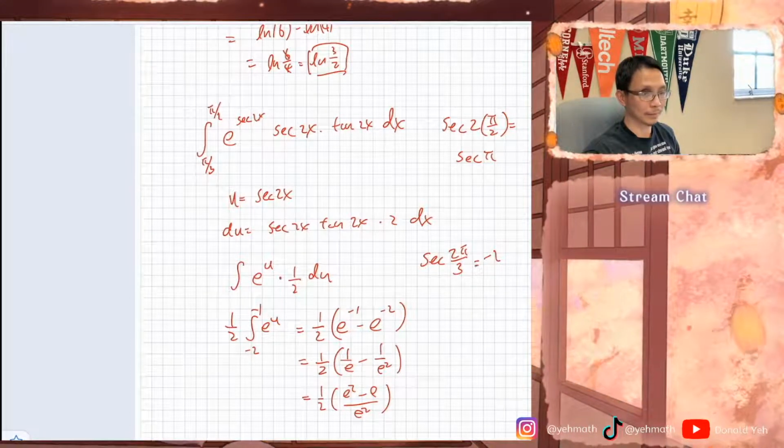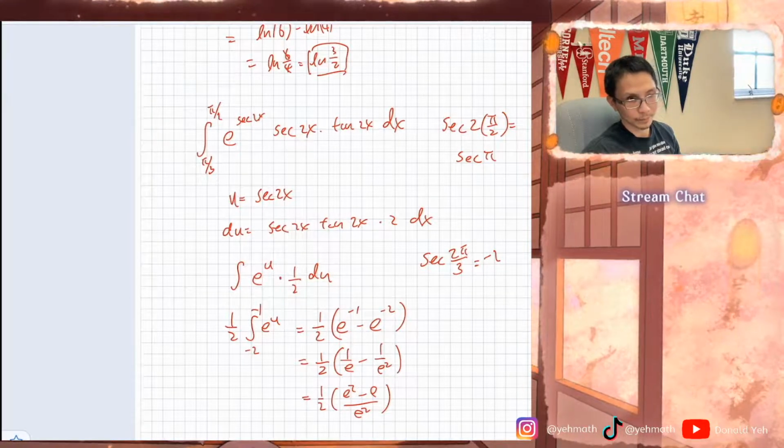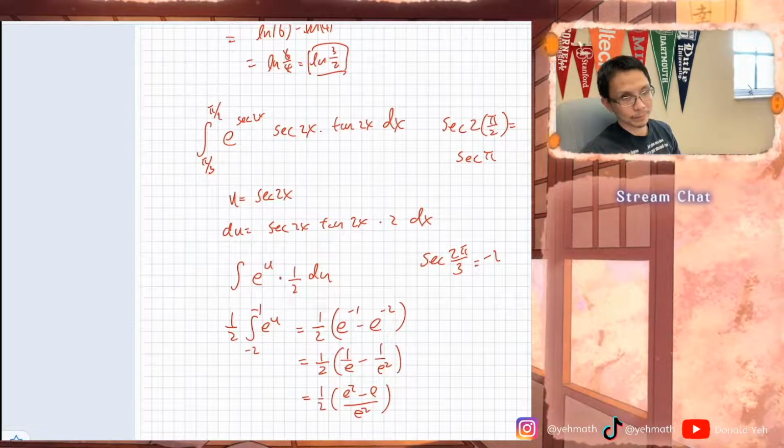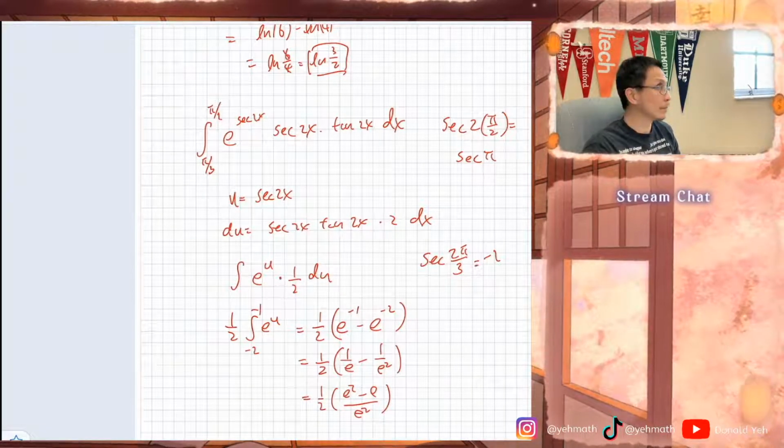You put 2 pi over 3 is -1, right? Negative. What? Yeah, if you put it there on the bottom left, but on the right, -1.